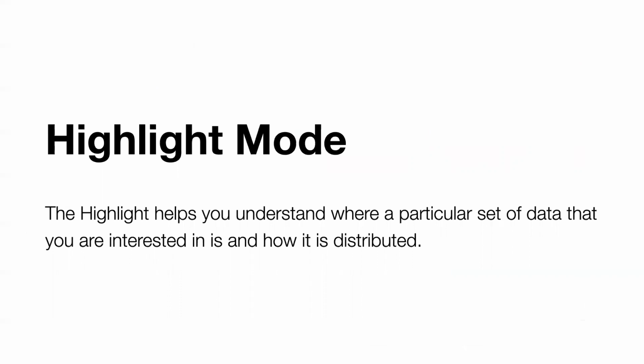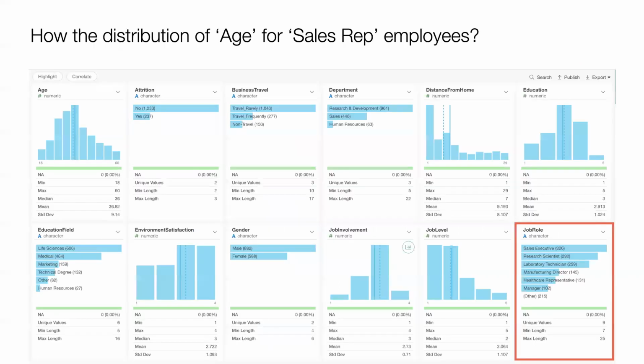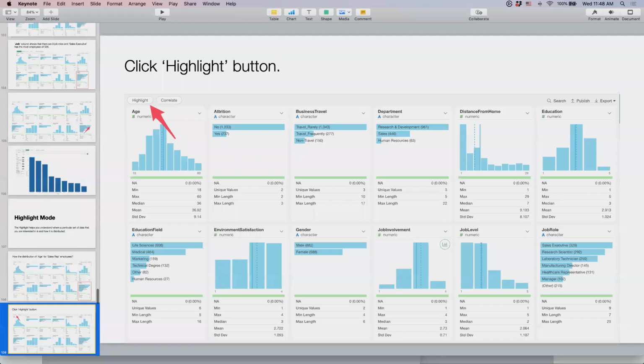The second thing I would like to go over is the highlight mode. By using this highlight mode, you can go into even more detail. So let's say, for example, in the job role there is a sales rep. There's sales executive too, but there's also sales rep. It's not showing here because it's less frequent. And what is the distribution of the age for this particular group? That is how we can use the highlight mode.